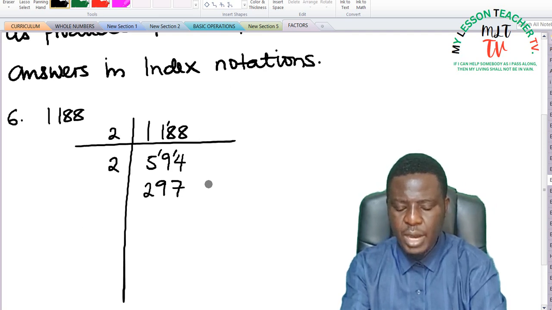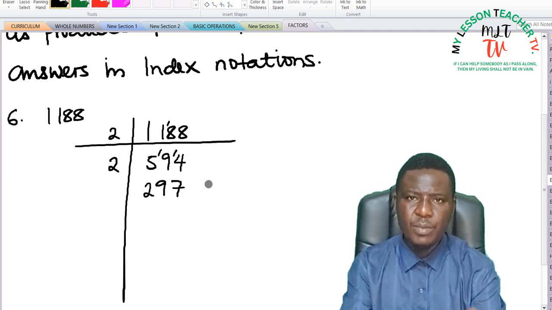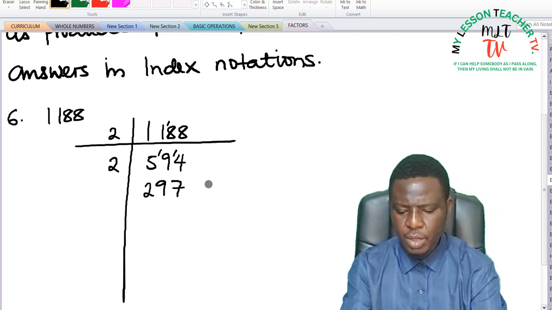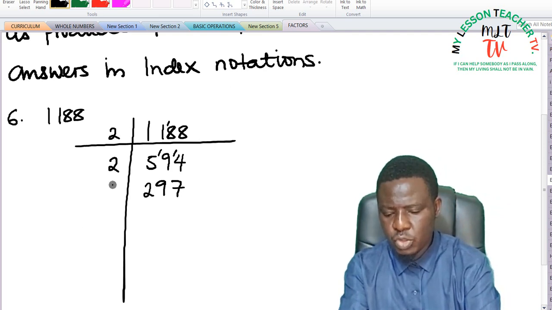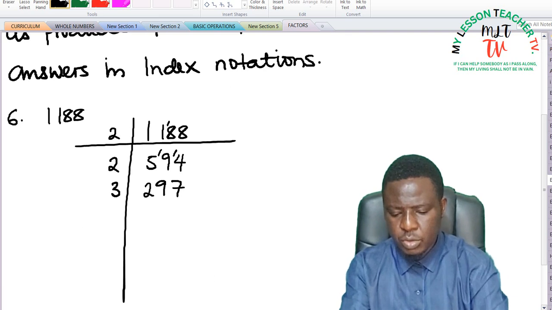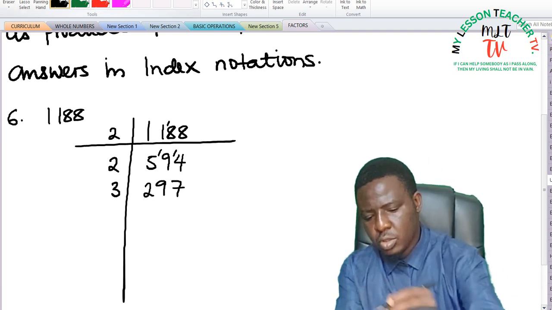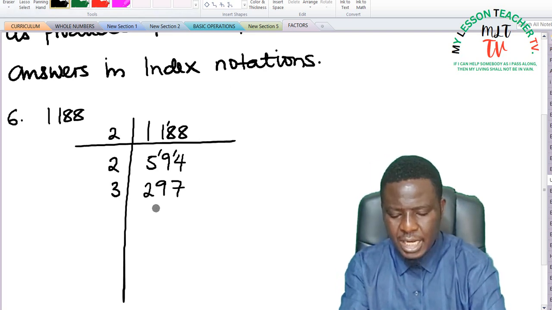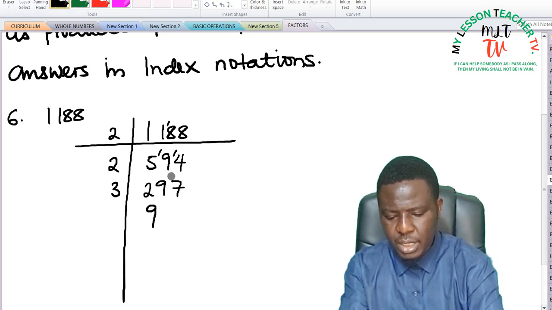Is 297 a prime number? No, because it is divisible by 3, but not divisible by 2. So I'm going to use 3. 3 into 2 cannot. 3 into 29 is 9 times, remainder 2. 3 into 27 is 9 times.